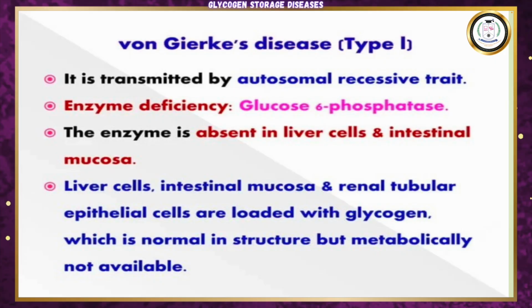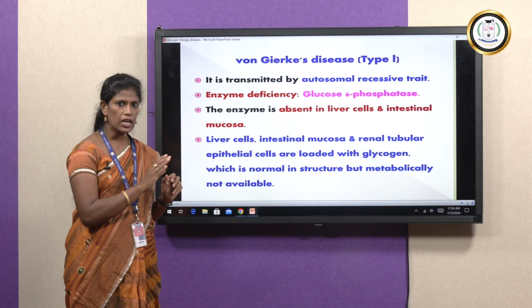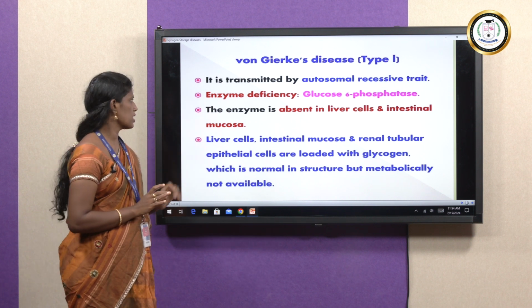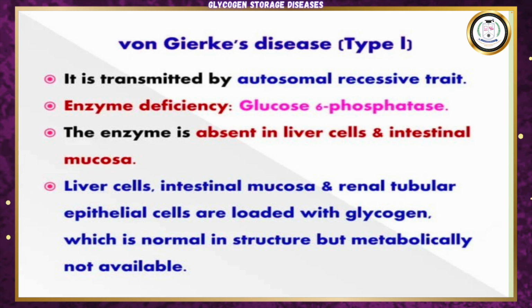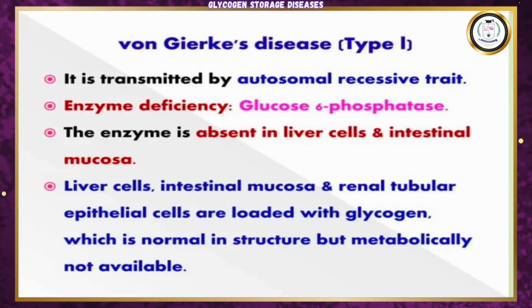There are seven main types: type 1, type 2, type 3 and so on. Type 1 is also called Von Gierke disease. It is transmitted by an autosomal recessive trait. The main enzyme deficiency of this disease is glucose 6-phosphatase. The enzyme is absent in liver cells, intestinal mucosa and renal tubular mucosa. They are all loaded with glycogen, which is normal in structure but metabolically not available.